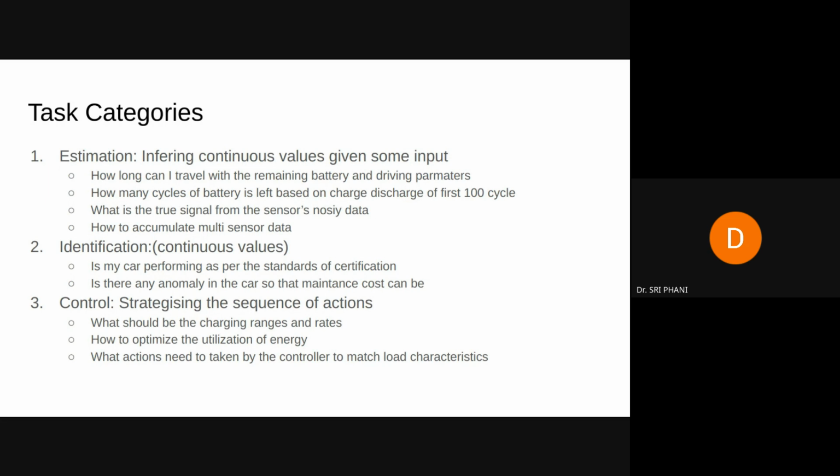How do we optimize the utilization of energy? I have multiple loads, so to which load should the energy be distributed optimally, and what actions need to be taken by the controller to match the load characteristics? As I said, when you have a load with particular torque speed characteristics, your motor has to match that torque speed characteristic. So you will be changing the power converter outputs, but the power converter output will be changed with the help of the gate signals. The gate signals, or control signals, will be given by your RL, or reinforcement learning.